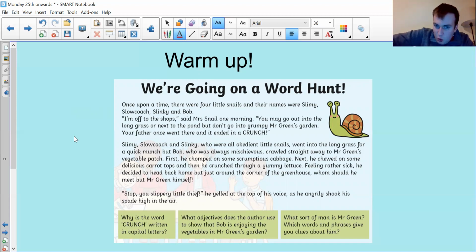What adjectives does the author use to show that Bob is enjoying the vegetables in Mr. Green's garden? So we need to look for the vegetables. So here, cabbage. The adjective here is scrumptious.